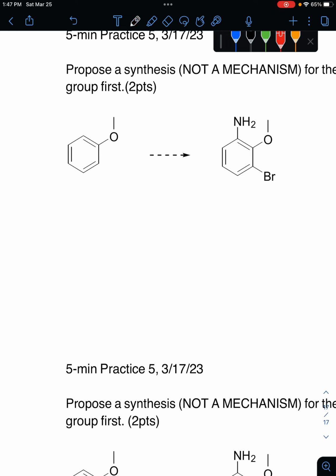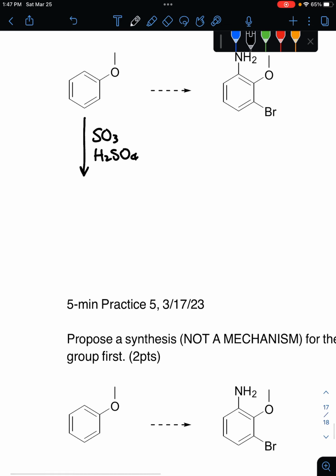Okay, so first thing, the only sort of protective functional group that you could install on a benzene ring that we've learned about would be the sulfonic acid. So we do sulfonation using fuming sulfuric acid. That's the sulfur trioxide in sulfuric acid, which will preferentially happen at the para position, so right here.